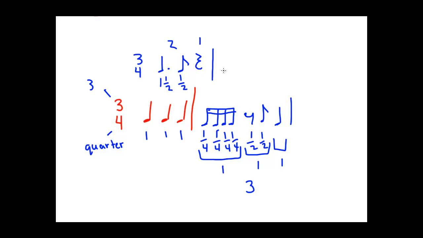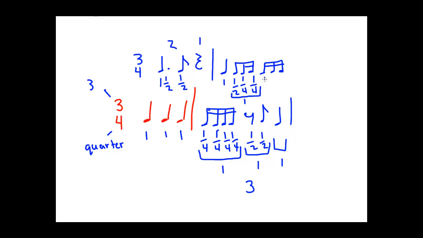Let's try another example. If we had this, let's add it up. So we have a quarter note worth 1 beat, an 8th worth a half, a 16th worth a quarter, and a quarter. So this altogether would be worth 1 beat, right?